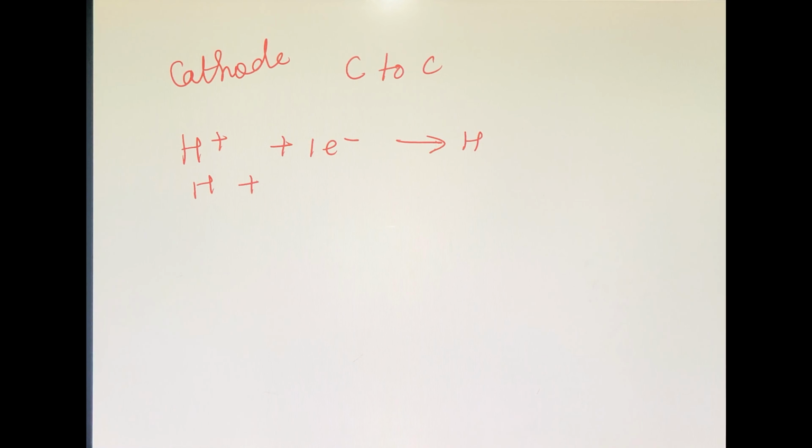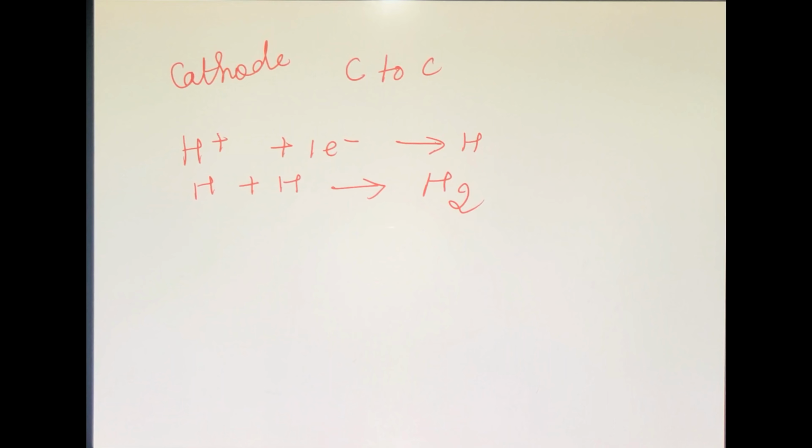At the cathode, I know always it is C to C. That is H plus. If it's a plus here, plus 1 electron, it will give me H. Clear? Now I know H is highly unstable. So one H will combine with another H to form H2. Please keep writing and practicing this equation. So which gas will be released at the cathode? It will be my hydrogen gas.